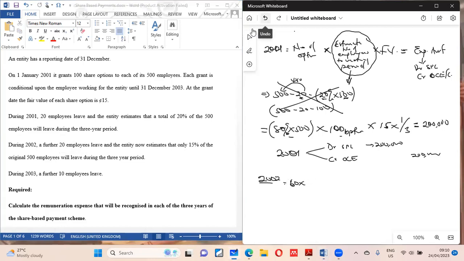Oh no, don't worry about whether it's right or wrong. This is a class. Don't worry. It should be 85% times 500. Good. You also have. Yes. So give us like that. A further 20 employees leave, and the entity now estimates that only 15% of the original 500 employees. So meaning it will be 85% times the 500. 85% of the 500 will be staying. Okay. Yes. Any other person?